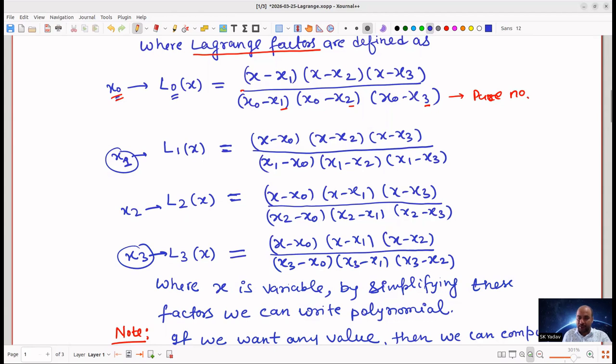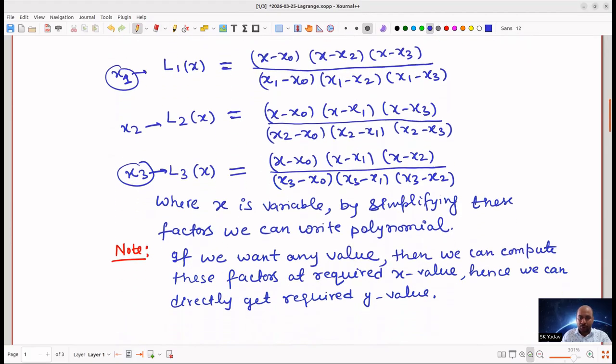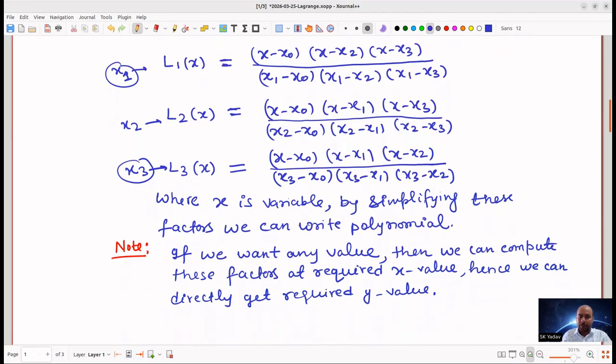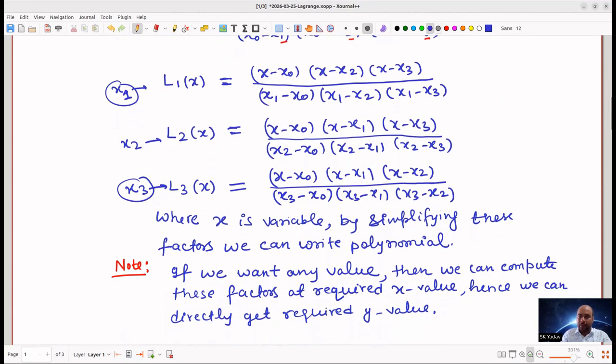We cannot subtract the same point from x3, because it would give zero in the denominator and the overall result would be infinite. So we subtract only the other numbers rather than itself. As you can see, in these factors we have the variable x. If I simplify these factors and put them back into the formula, it will give the approximated polynomial directly.